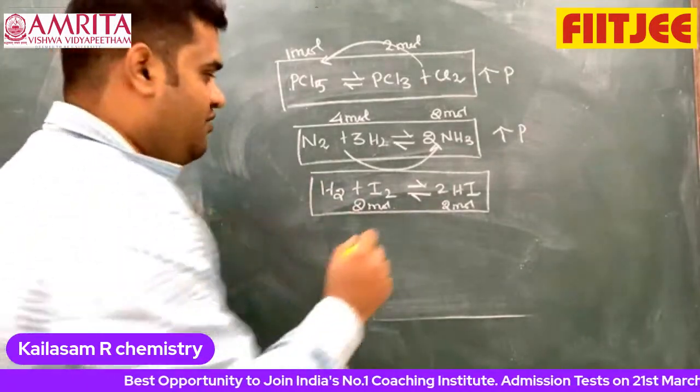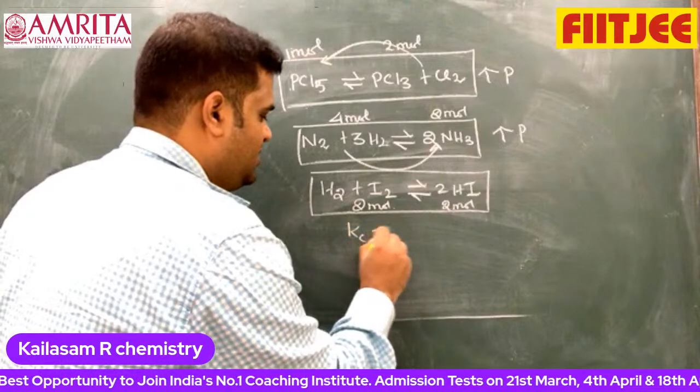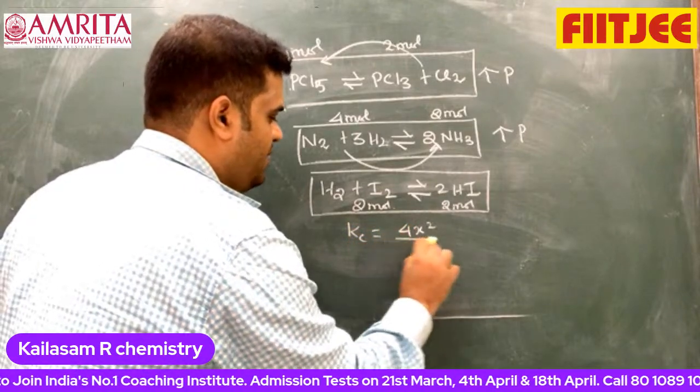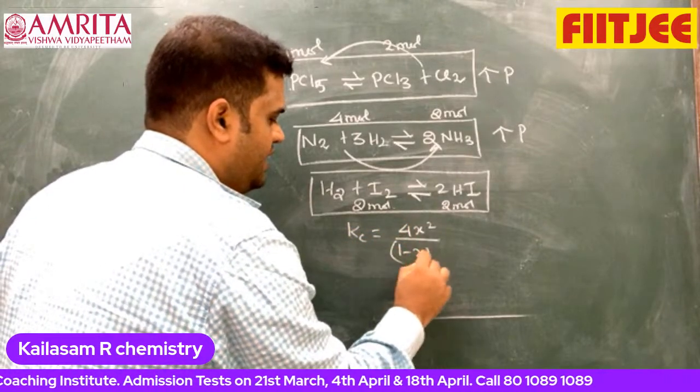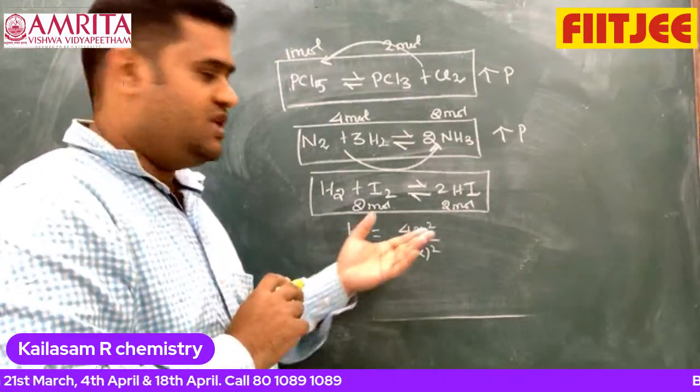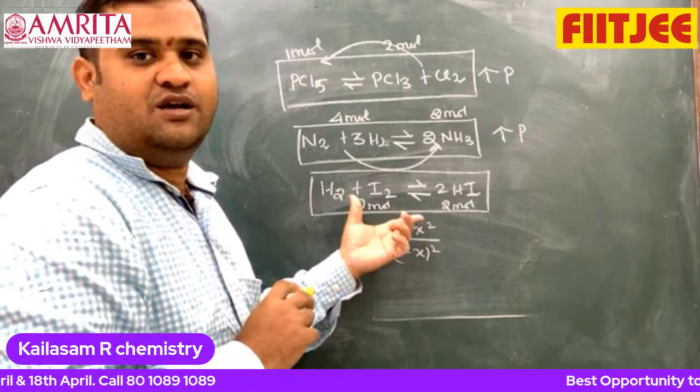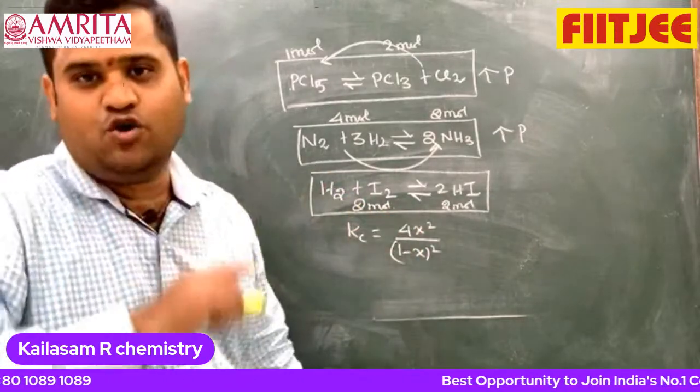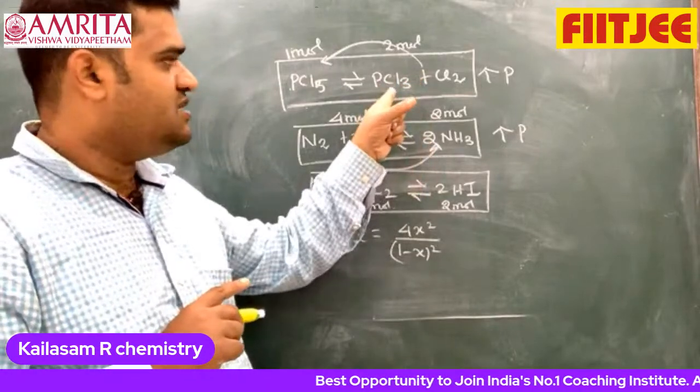Why? I told you, if I write the Kc expression, Kc is equal to 4x squared by (1 minus x) whole squared. In this expression there is no pressure term and no volume term. Therefore, this reaction is independent of pressure and volume when delta n equals 0. But these two are dependent. This equation I already told you.